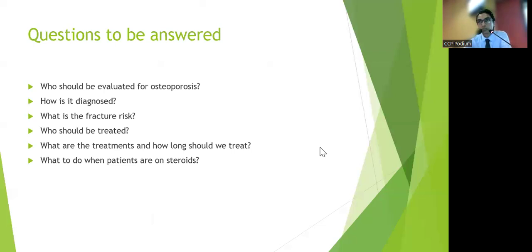So there are a few questions that we should be able to ask. Who should be evaluated for osteoporosis? How is it diagnosed? And who should be treated? And what is the duration of treatment? And what should we do when the patient has other secondary risk factors, especially steroid use?